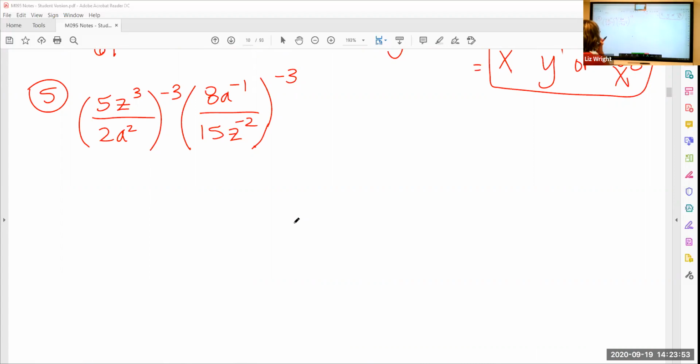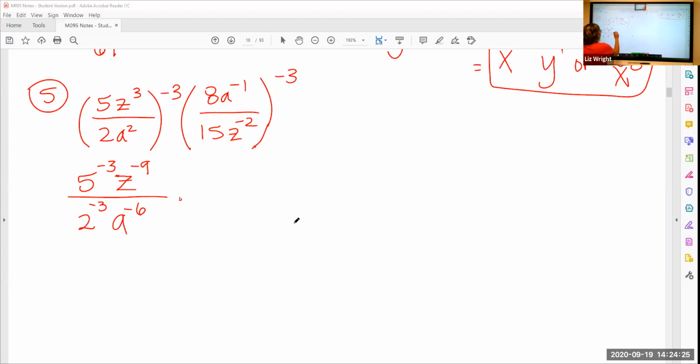So there's all kinds of things that you can do in order to solve this problem. I'm just going to show you one way, and you might have approached it differently, and that's okay. So I'm just going to take the -3 and distribute it to every single term and see what happens. So we would have 5 to the -3. My z did not write in there. z to the -9, 2 to the -3, and a to the -6.